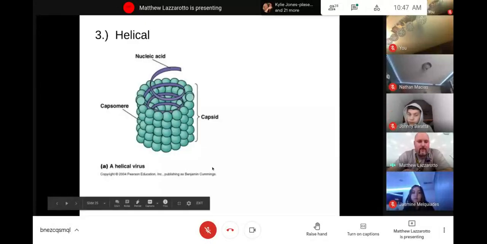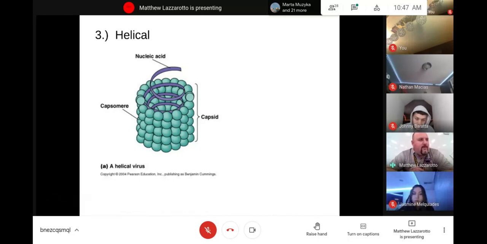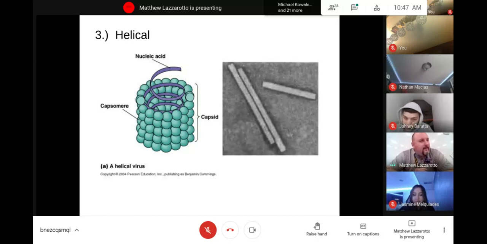It's a great shape. I like to call this the churro of the viral world. This is a helical virus. It's basically like a long cylinder, a long tube that I would love to roll around in a cinnamon sugar topping. I actually prefer the vanilla flavor myself, but they come in all different flavors.